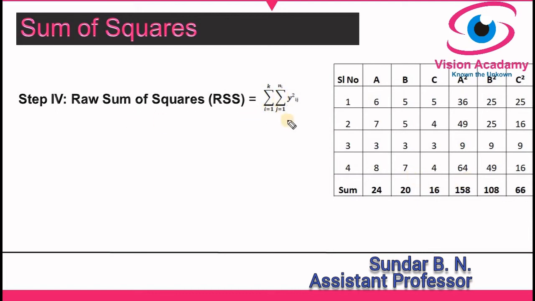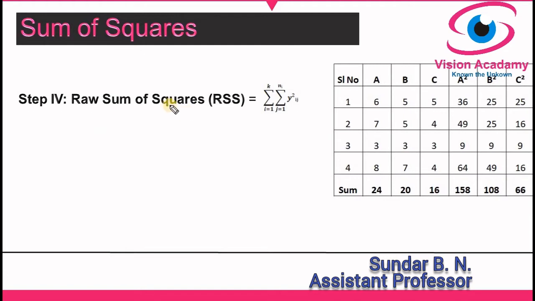So here we need to observe the raw sum of squares formula, that is summation i equals 1 to k, summation j equals 1 to ni, y square ij, which means we have to square all the values, whether it is k or n, then we have to add all the values. Firstly we have made all the squares in the table. For that I have pasted it again. Then it means we can consider it directly.